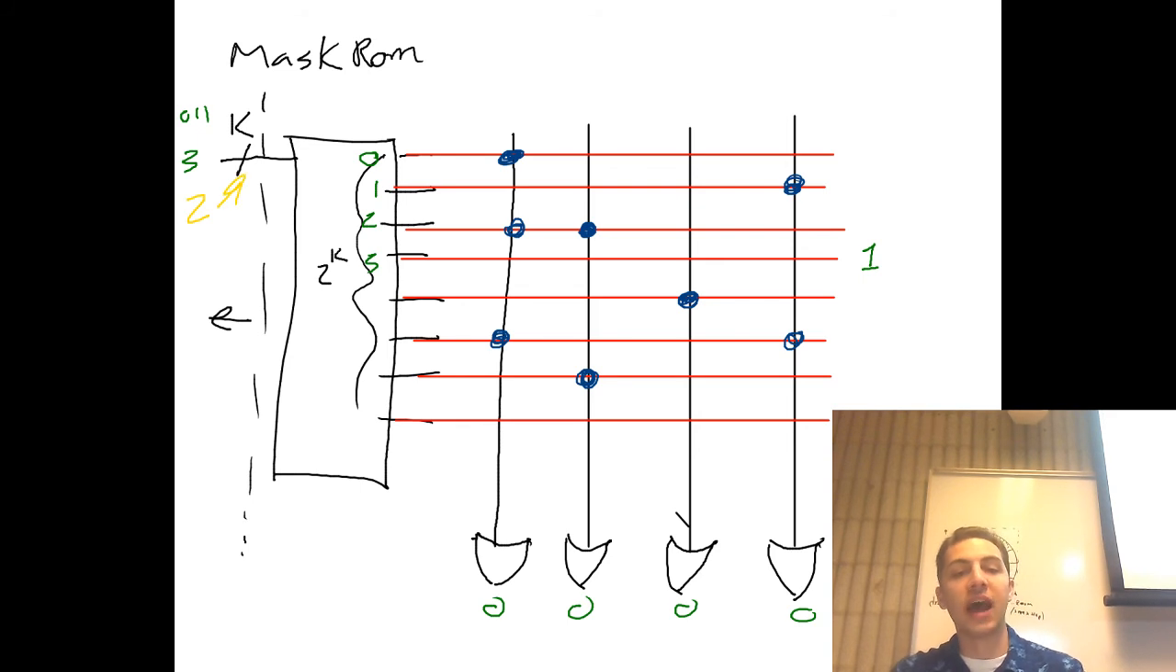Put a 2 into the address line. That means now this line is activated. And as a result, these points right here are connected. So I will see a 1 coming out of these 2 OR gates. Here we're not connected, so I'll still see a 0. So at location 2, I have stored the number C.